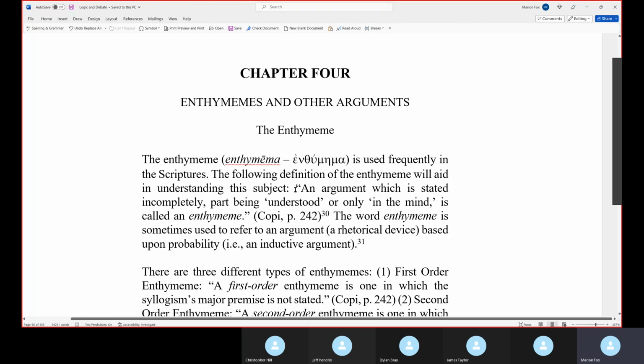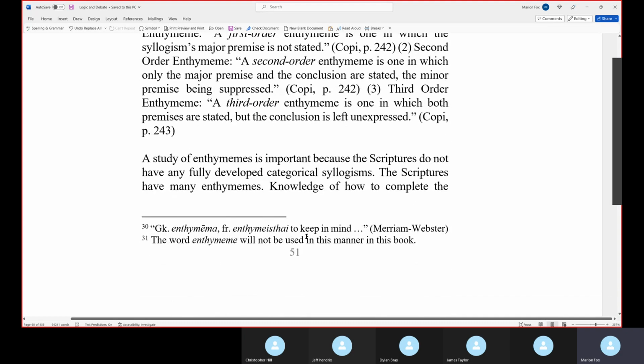We need to define what we're talking about. It's an argument which is stated incompletely. So it's an incomplete argument, with part being understood only in the mind. And this is from the Greek word for in the mind. Now, here's Merriam-Webster's definition of it. It's from these two Greek words, meaning to keep in the mind. So the N is epsilon nu, N is in, and then this is in the mind.